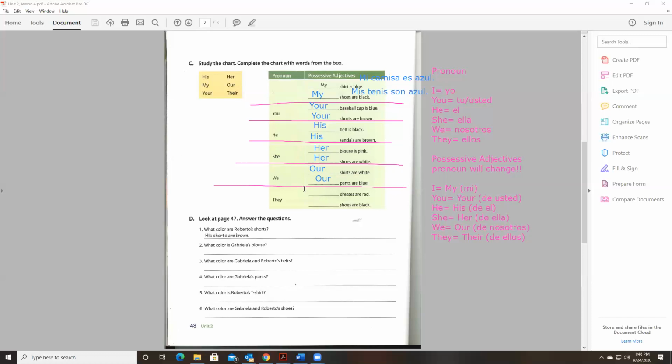Okay, and then the last one is they, or ellos. Sorry. Ahora cambia a their, de ellos. Their dresses are red. Their shoes are black.